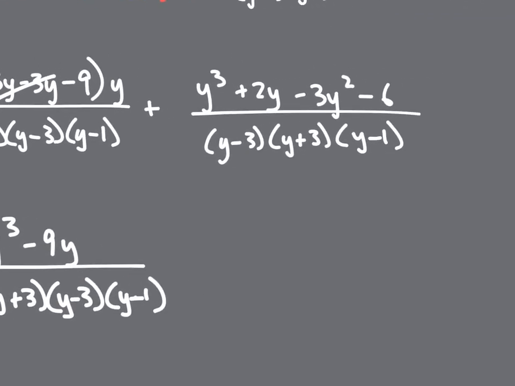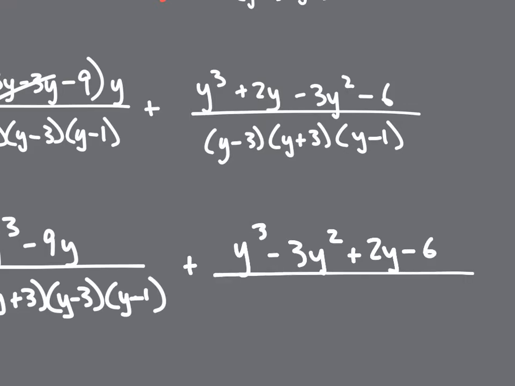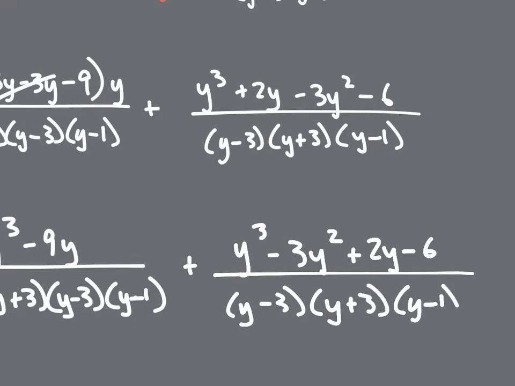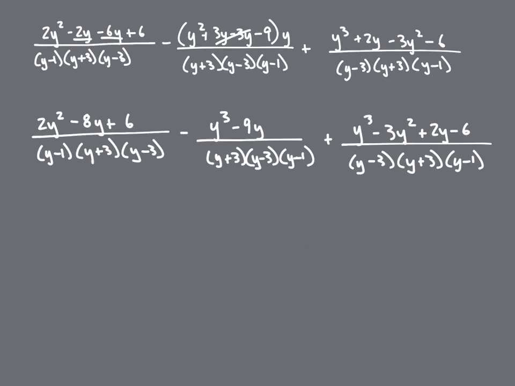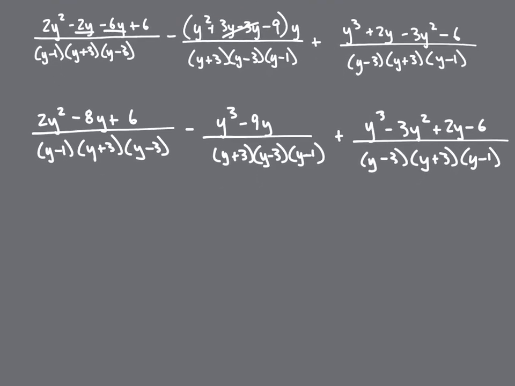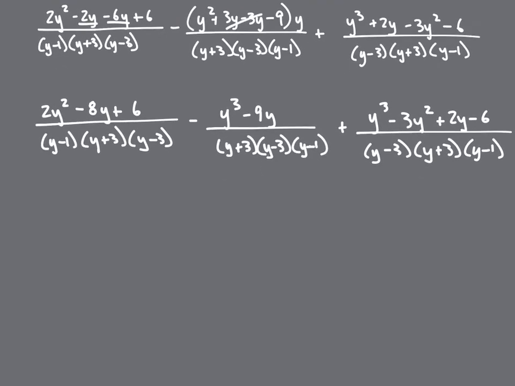From there, I don't think I have any like terms over here, so I'm just going to do y cubed plus minus 3y squared plus 2y minus 6 all over my common denominator of y minus 3, y plus 3, and then y minus 1. Okay, now, once I've done that, I can start combining these. All right, so let's write this all out as one fraction, and I can do that because I have a common denominator.